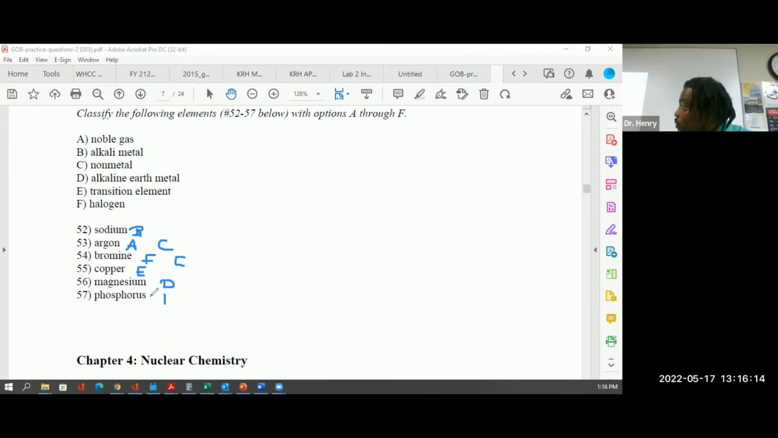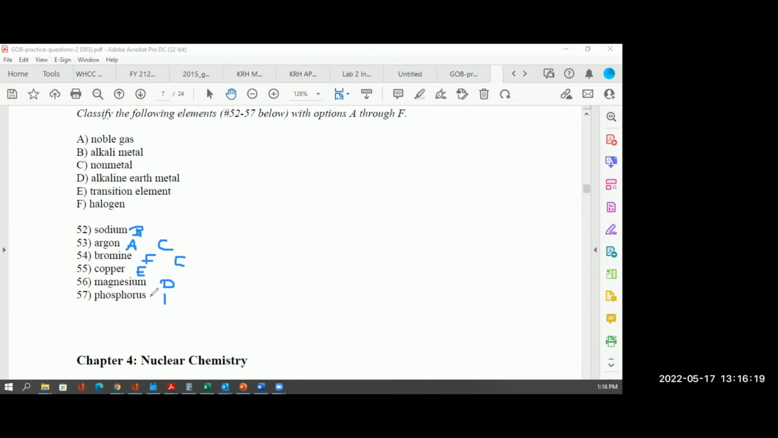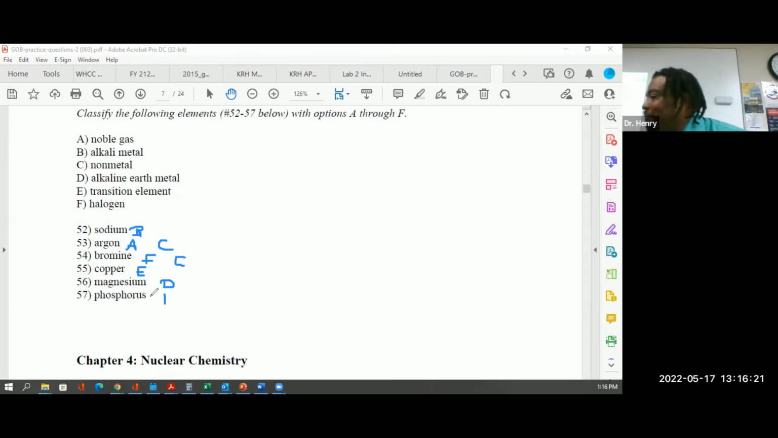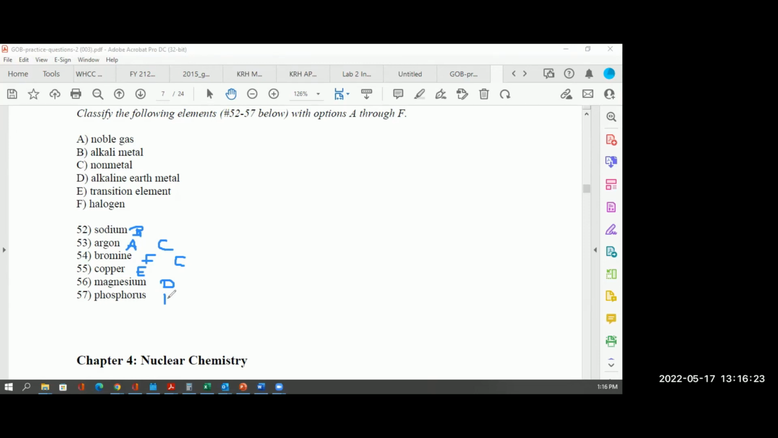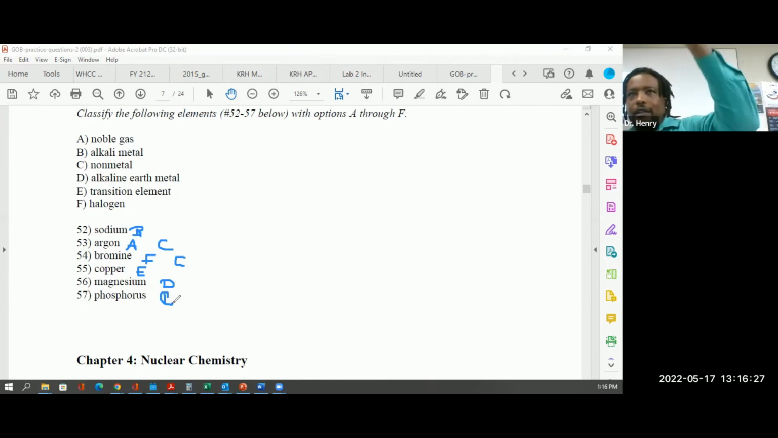You said B as in boy? Yeah. Are you sure? Phosphorus. Is it C? Phosphorus is C, right? Because if you look where phosphorus is, P, it's a nonmetal, right? Okay.